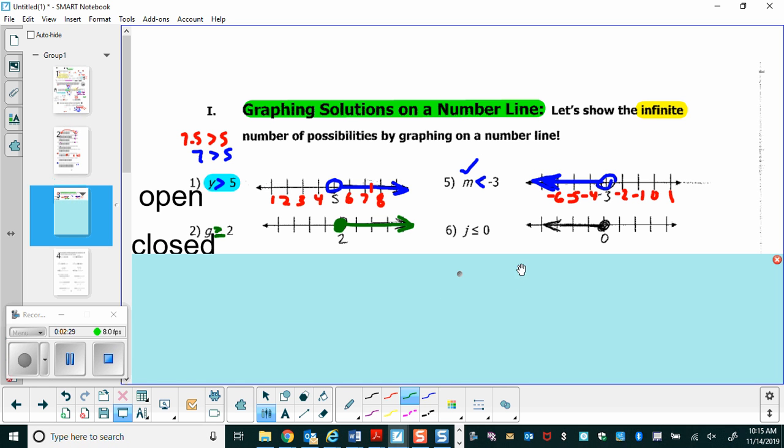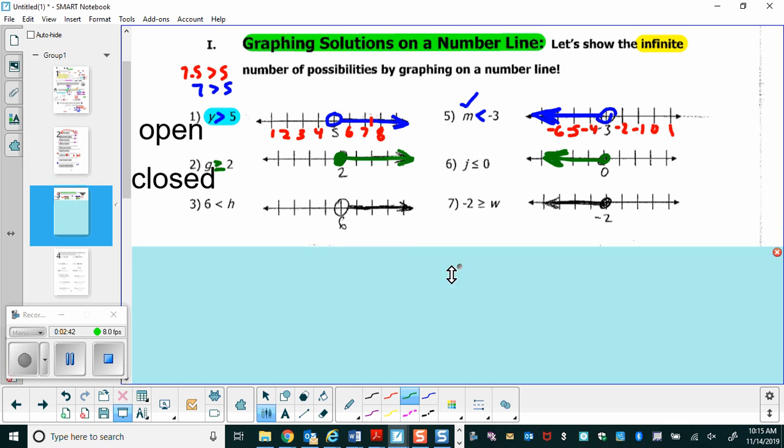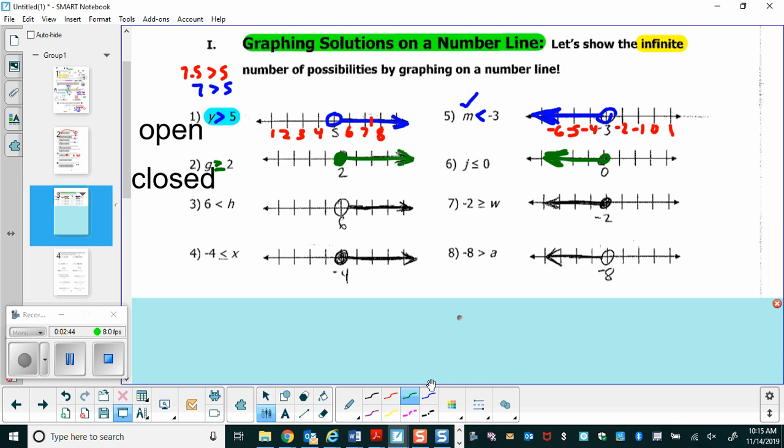And now for number 6, we have a less than or equal to, so we have 0 smack in the middle. And so if we're shading into all the negatives, we're going to be shading this way. For j would be less than or equal to 0. Now let's take a look at a couple more examples here.